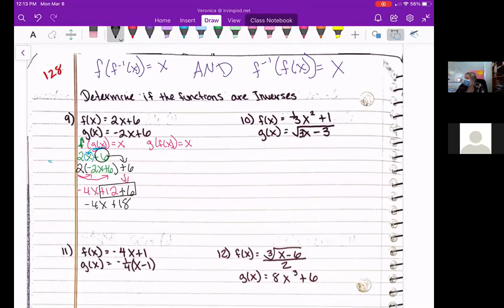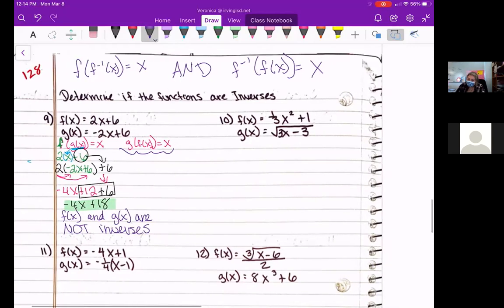Is that x? What did I end up with? This is my answer, right? Is that x? No, it's not. So then we know that f of x and g of x are not inverses. So I don't even have to do this one, because the first one's already wrong. So that's an example of what is not inverses, right? So now we're going to see in one of these what is.